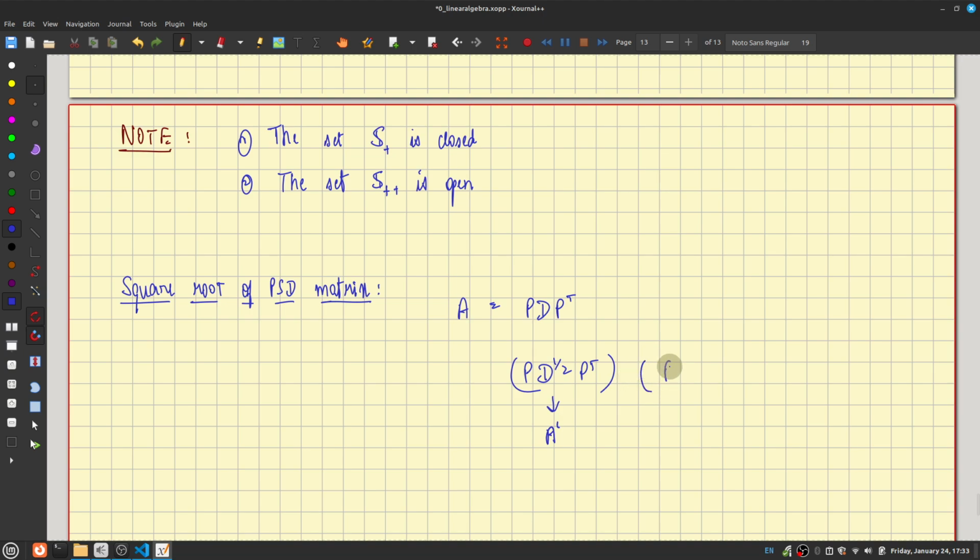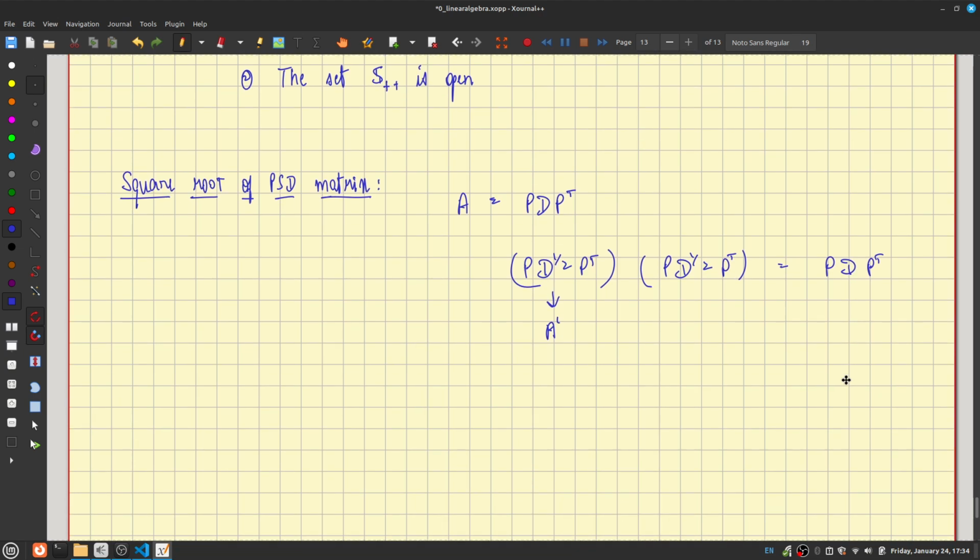Then if I multiply A prime with itself, in the middle I have P transpose P, which is the identity matrix, and D to the power half times D to the power half, which is D. So this is just P D P transpose. Right? Okay. So I'll stop here.